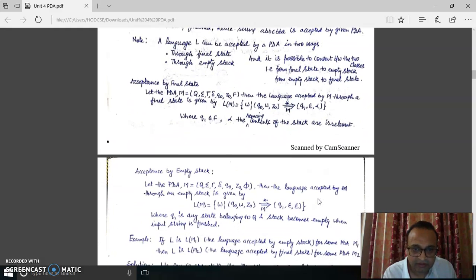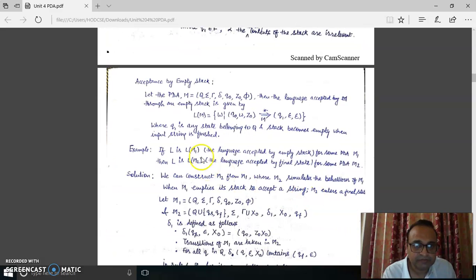So let us see another style to accept a string, that is acceptance by empty stack. Here you are seeing that we again have the 7-tuple, but we have no final state. Instead of the final state set F, we are writing here phi. So there is no final state and the string is accepted by empty stack. Again we have all the 7 tuple, but the last element, which shows the set of final states, is not F here, it is only phi.